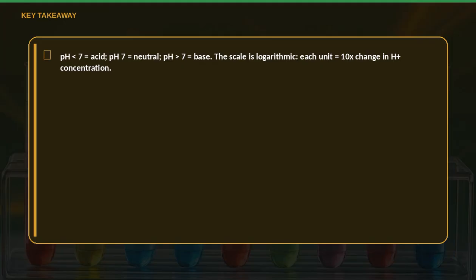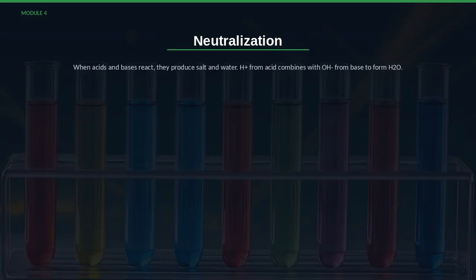Key takeaway: pH below 7 is acid, pH 7 is neutral, pH above 7 is base. The scale is logarithmic, so each unit equals a 10-fold change in hydrogen ion concentration. Now, neutralization. When acids and bases react, they produce salt and water. This has many real-world applications, from antacids to agriculture.